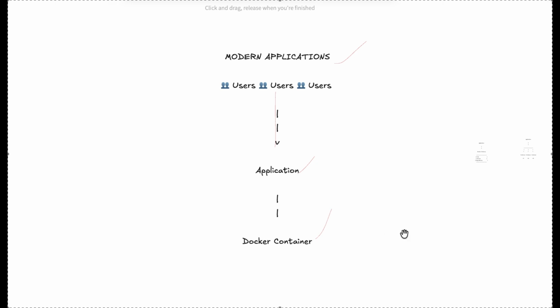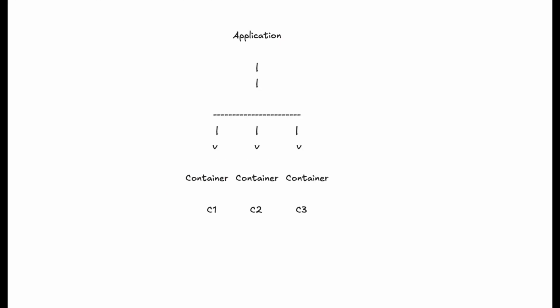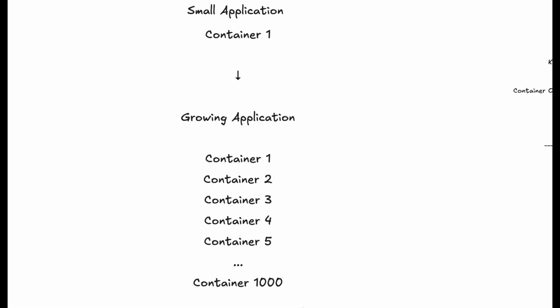A container packages the application code, libraries, and dependencies together, allowing applications to run consistently across different environments like dev, production, and staging. Why did containers create a new problem? Containers made application deployment easier. But when companies started running hundreds or thousands of containers, a new challenge appeared. How do we manage all these containers?